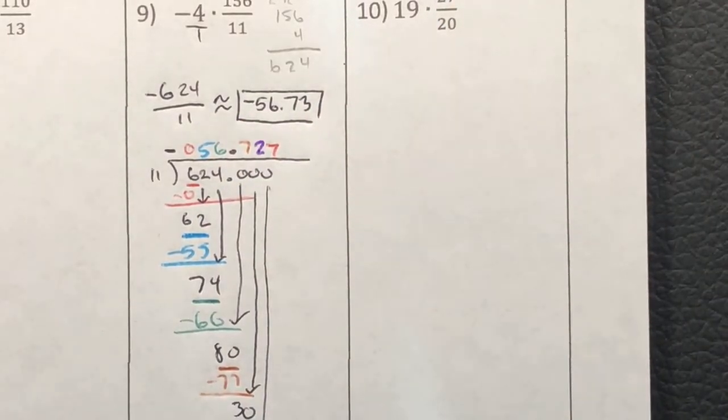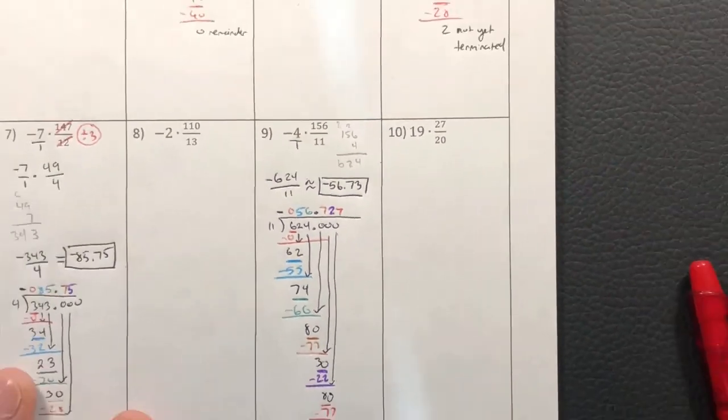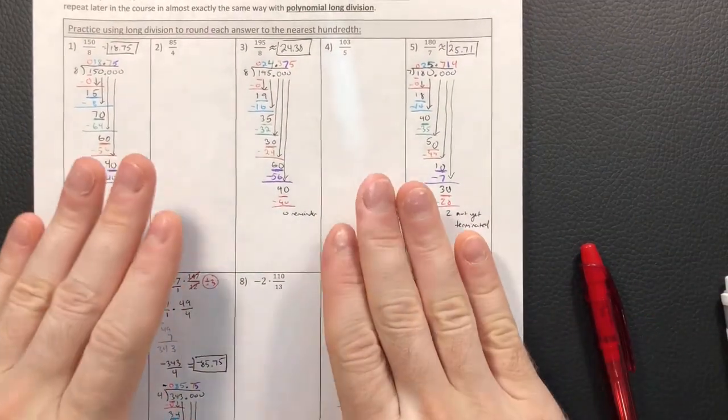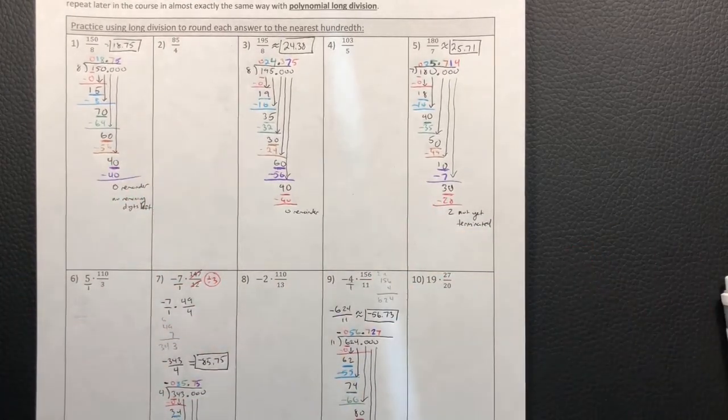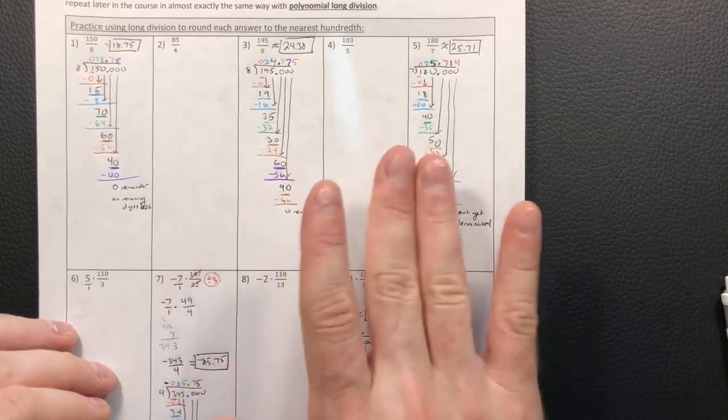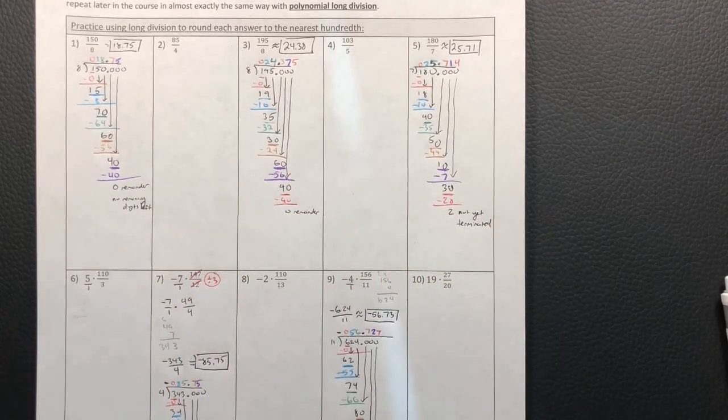Perfect. And again, now this whole sheet, if you take a look at it, can be done with a calculator. We're not worried about that for this because this is going to be covered on that end of course exam on the section that does not include a calculator. So we need to know how to do this by hand. And there we go.